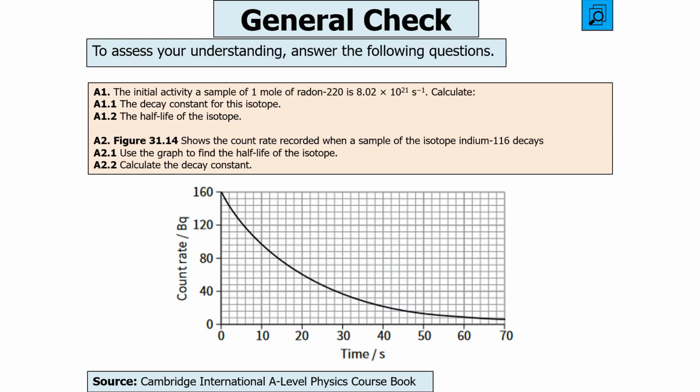The next question says, the initial activity of a sample of 1 mole of radon-220 is 8.02 times 10 to the 21 seconds to the minus 1. Calculate the decay constant for this isotope and the half-life for this isotope. The figure below shows the count rate recorded when the sample of the isotope indium-116 decays. Use the graph to find the half-life of the isotope and calculate the decay constant. So pause the video now, then unpause the video when you want to go through your answer.